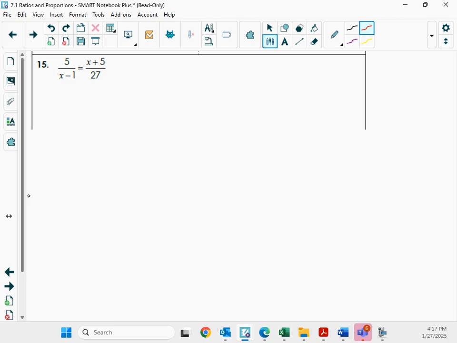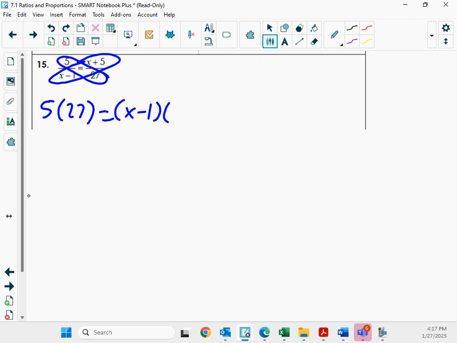Okay, this one is very difficult. I am going to preface this one by saying if we have a situation like this on a test or quiz, we are going to have a practice day with this kind of algebra first. But let's start just by the setup. 5 times 27 equals x minus 1 times x plus 5. 5 times 27 is easy. That's 135. This part here, remember, go back to Algebra 1.